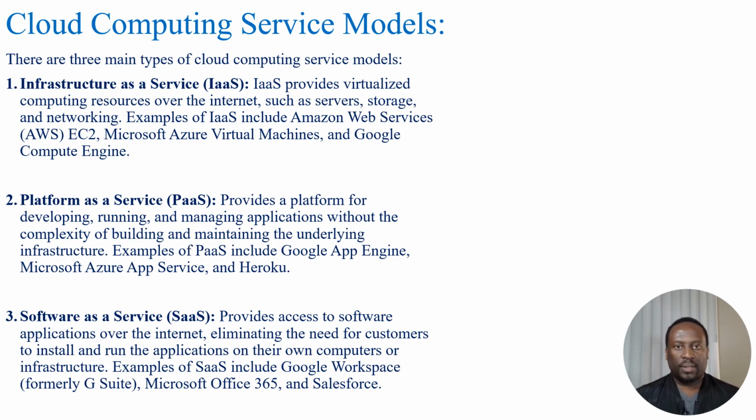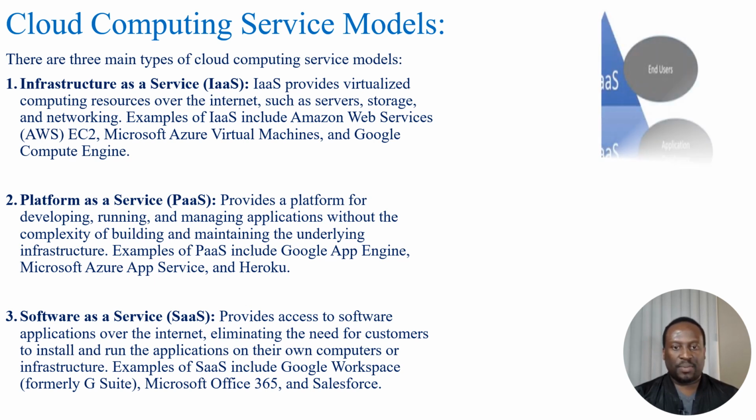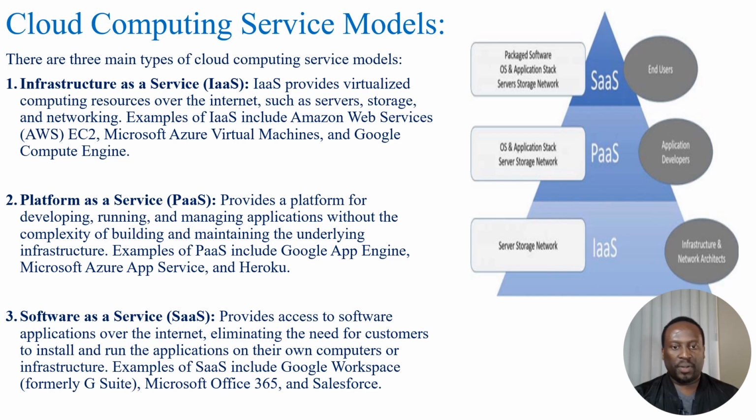There are three main computing service models. These include infrastructure as a service, platform as a service, and software as a service. Infrastructure as a service provides virtualized computing resources over the internet, such as servers, storage, and networking. Platform as a service provides a platform for developing, running, and managing applications without the complexity of building and maintaining the underlying infrastructure. These include Google App Engine and Heroku.